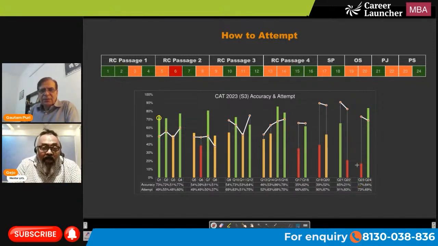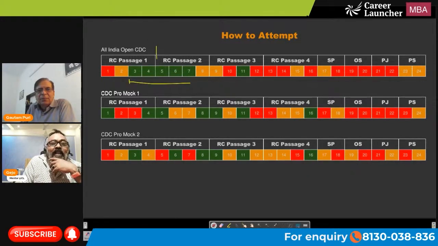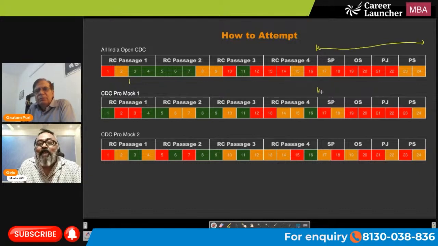So I'm going to give the data, this color coding of the open CDC, the CDC ProMock number 1, CDC ProMock number 2. This is the color coding. But these two greens are in passage number 1 and three greens are in passage number 2. Obviously one can say that okay, this passage is sort of bad, and at this point in time what we can see is that we have got certain challenges with respect to VA.